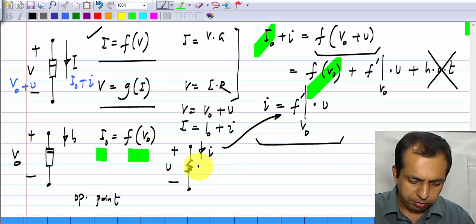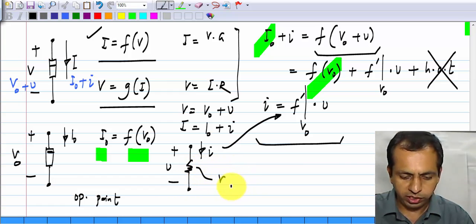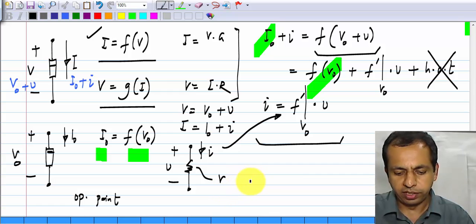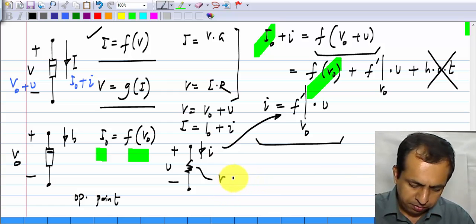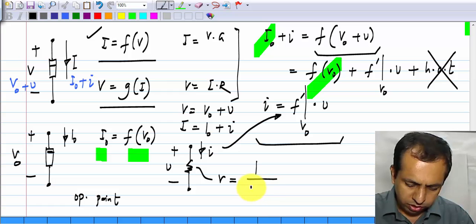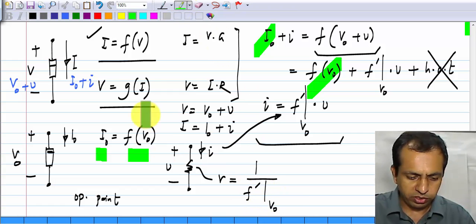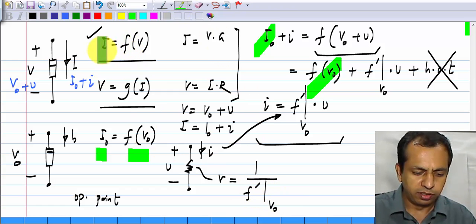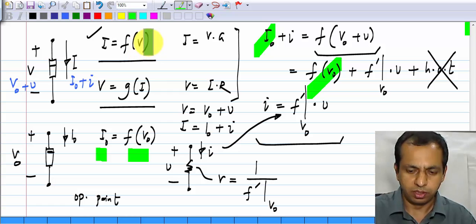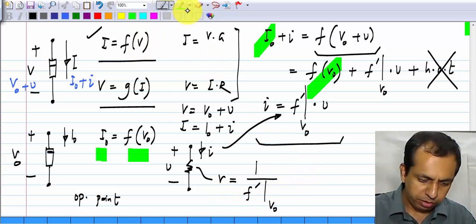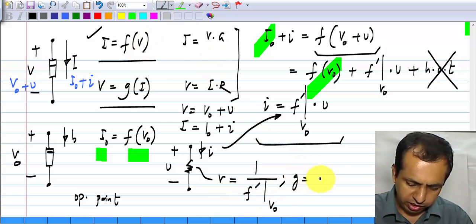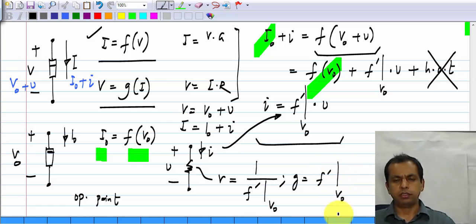Okay. So, let me denote the resistance by lowercase r. This is just to indicate that it is the incremental resistance, and that will be equal to the reciprocal of the slope at V naught. Now, it is the reciprocal of the slope because the function gives you a current as a function of voltage. Or the incremental conductance G is f prime at the operating point.